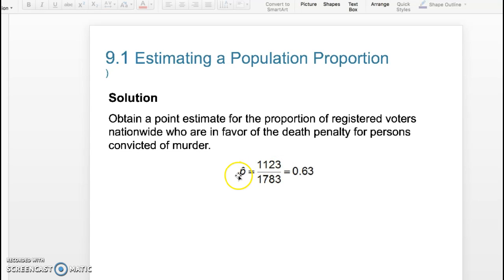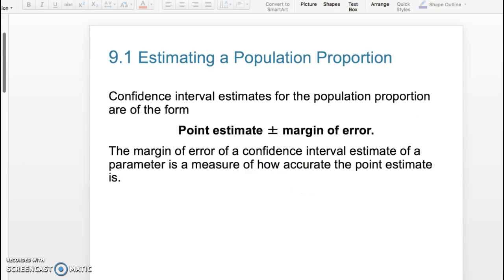In other words, my p hat is going to change sample to sample. I might get a proportion of 0.65, 0.7, 0.58. Different proportions, different sample proportions for different samples. Our estimate is the best that we can do, only given 2 numbers that we're calculating a proportion with. So can we do better? The answer is yes, and that's what we want to do with a confidence interval.